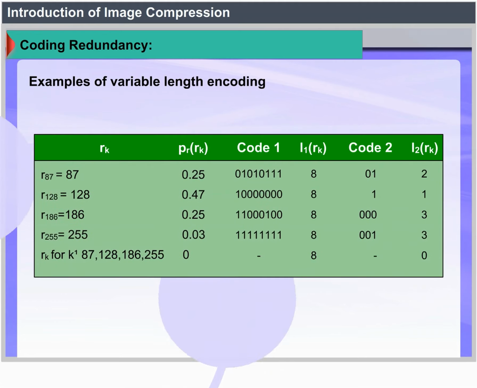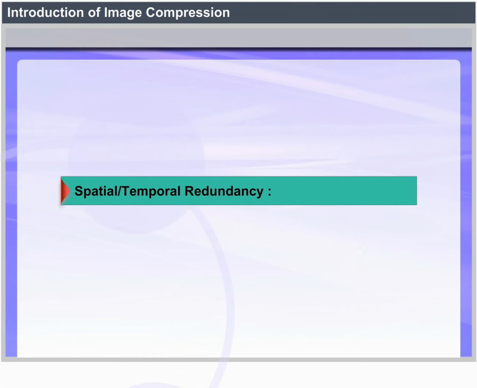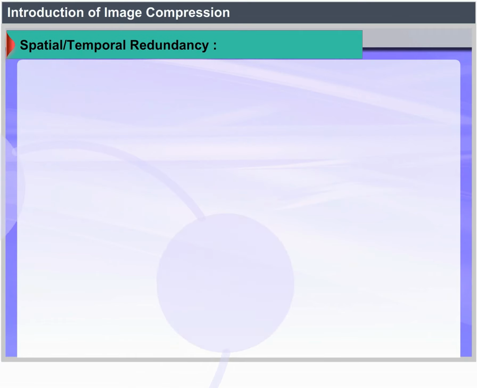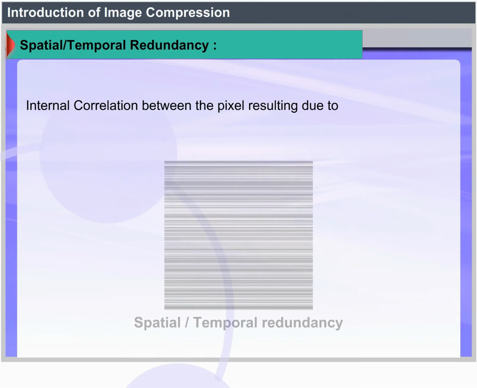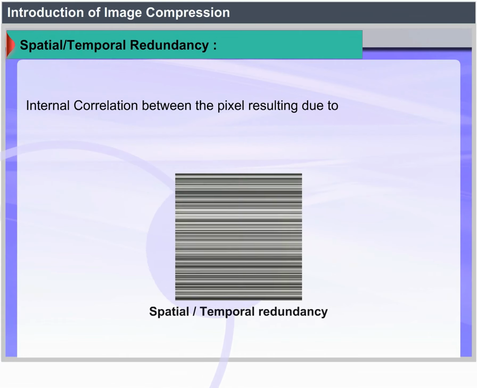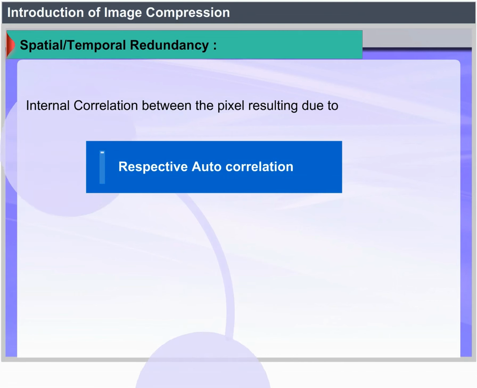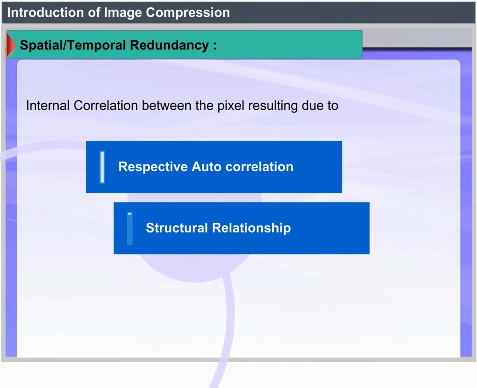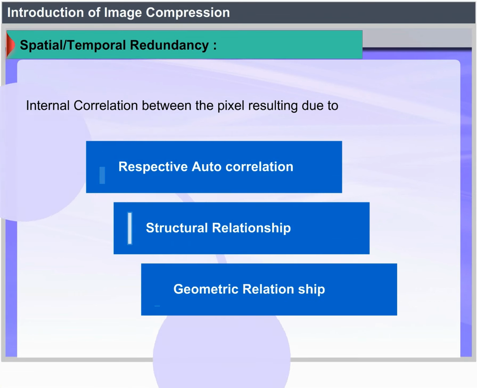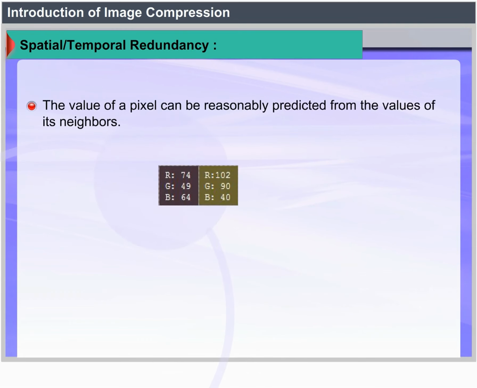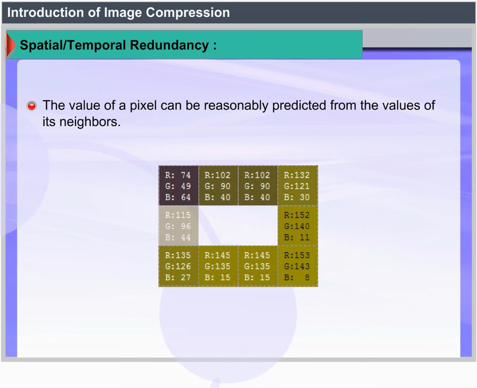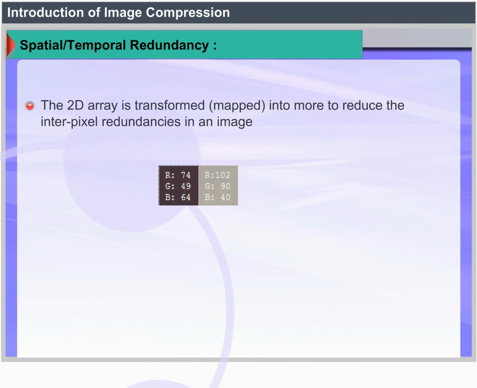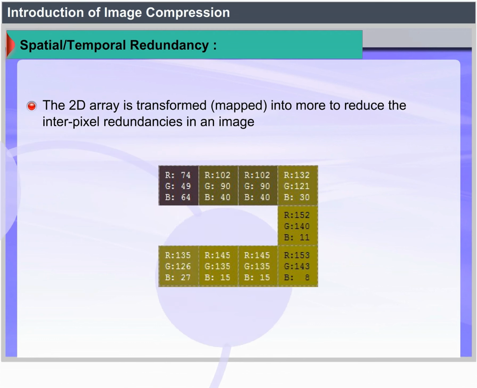Spatial/temporal redundancy. Internal correlation between pixels results from autocorrelation, structural relationship, and geometric relationship. The value of a pixel can be reasonably predicted from the values of its neighbors. To reduce the interpixel redundancies in an image, the 2D array is transformed, or mapped.